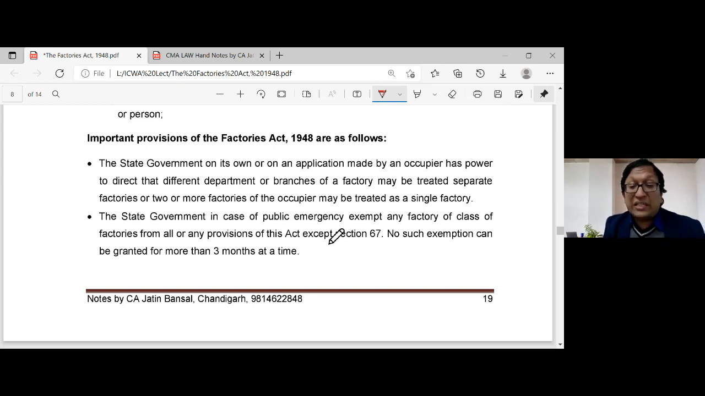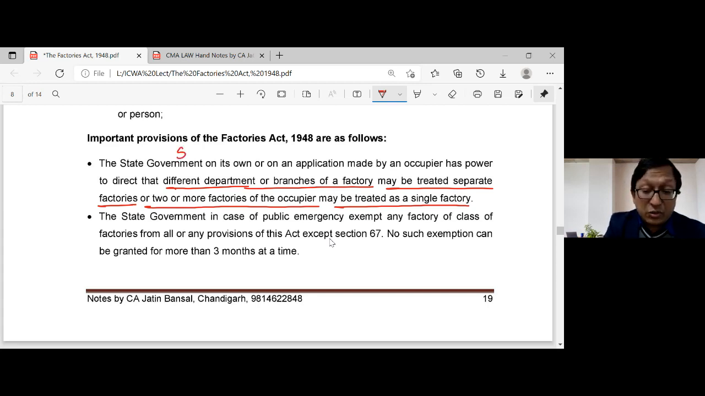The State government, on its own or on an application made by the occupier, has the power to direct that different departments or branches of a factory may be treated as separate factories, or that two or more factories of the occupier may be treated as a single factory. The State government has this power.